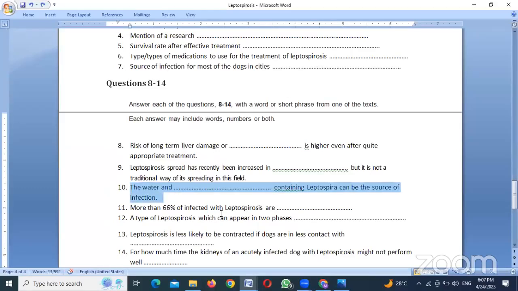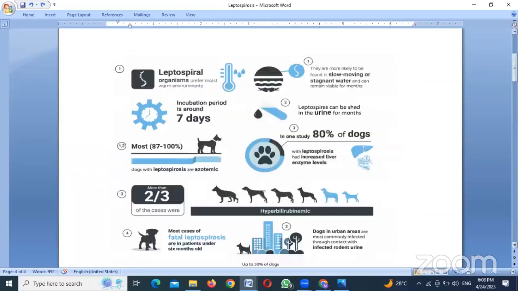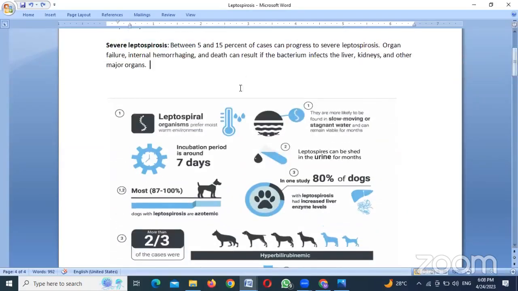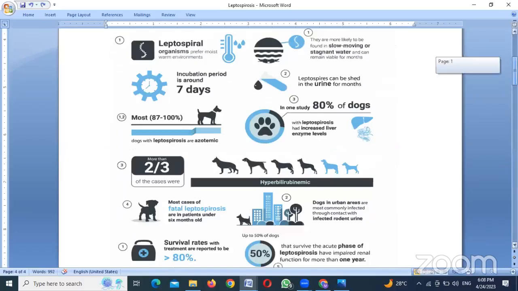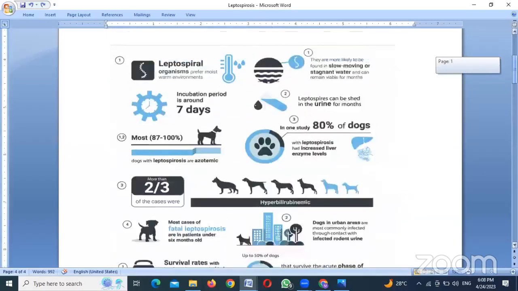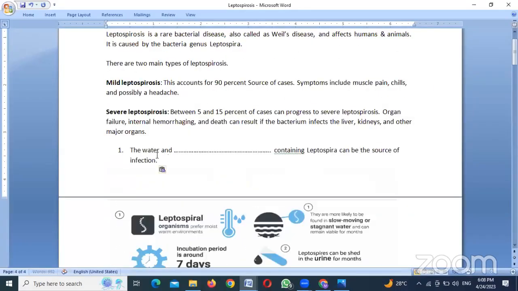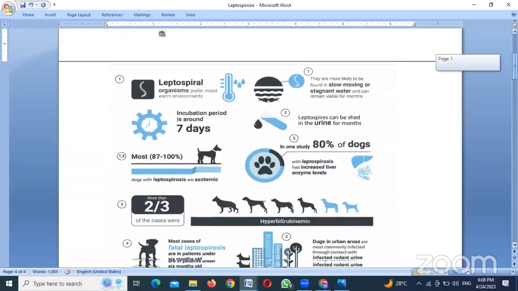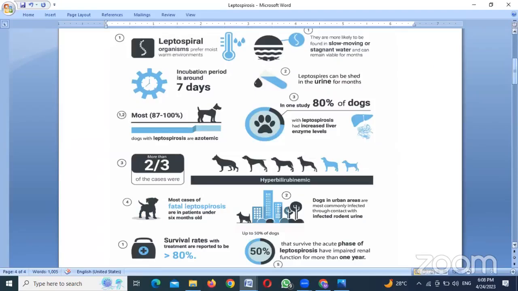Yes, sir. Okay, where is it possible? The water and dash containing leptospira can be the source of infection. Diagram A. Okay, let's go to diagram A. Very good. So I cannot copy here. Just try to find here. Okay, water and something else. So let me copy here: and containing leptospira can be a source of infection.